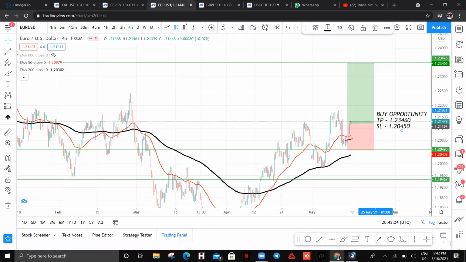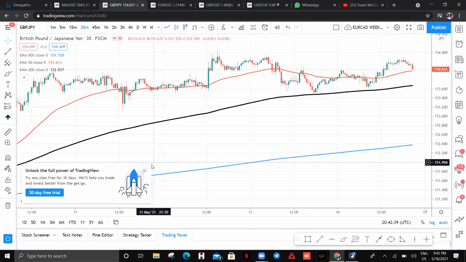Euro USD, there's a buy position. As soon as the market opens, you wait for an hour, let the spread reduce, and you see the direction before you take your decision. But it's going up, that is where your TP should be, and your stop loss should be below that.